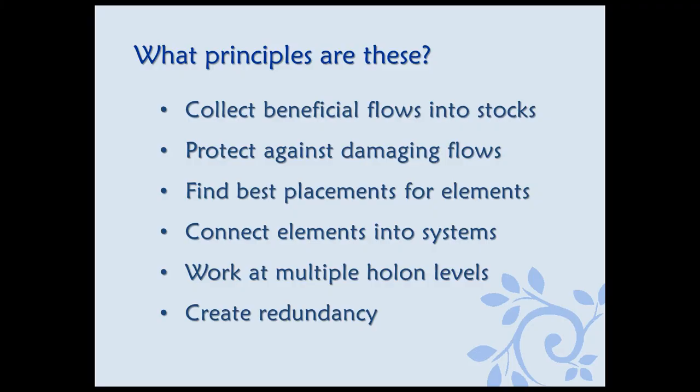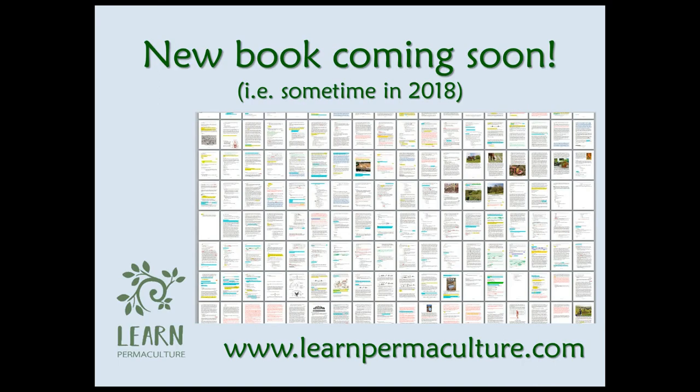And then creating redundancy. This one is about having multiple elements for each important function. So you have multiple tanks or multiple storages of food or whatever it is, and connect into multiple flows if you can, so you're not highly reliant on one thing that may disappear. So there is a book, and that's the screenshot of the book. As you can see, it's some way away.